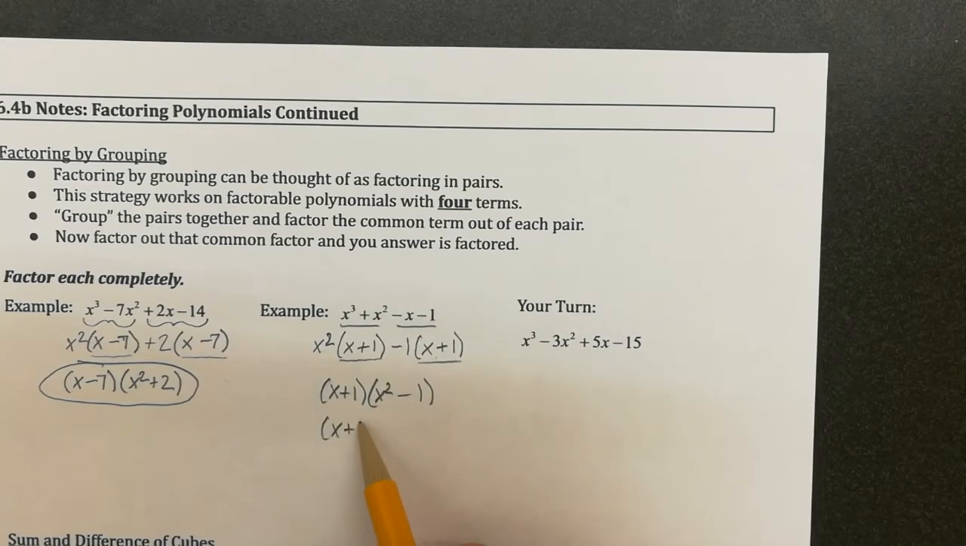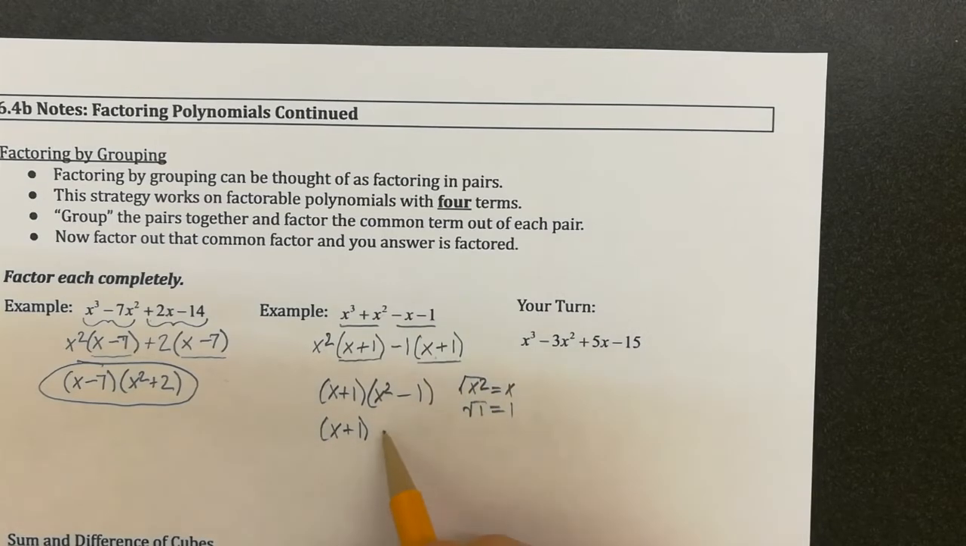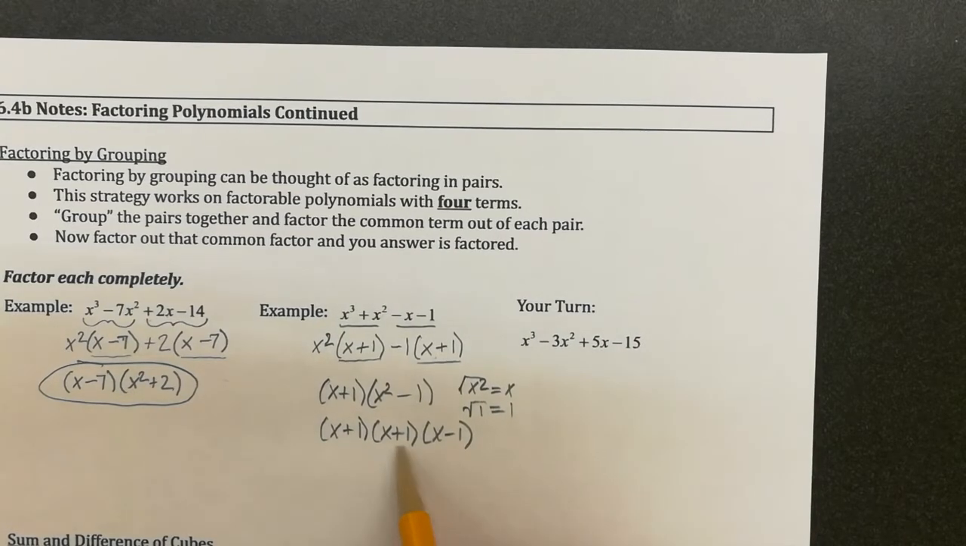So that can factor further. I'm going to just bring down the x plus 1. This factors into, remember this from last time, the square root of x squared equals x, square root of 1 equals 1. So I can rewrite this part here as x plus 1, x minus 1. And last but not least, these are the same factor, so you can rewrite that as x plus 1 squared, because you have 2 of them being multiplied. And there we go. That is totally factored.